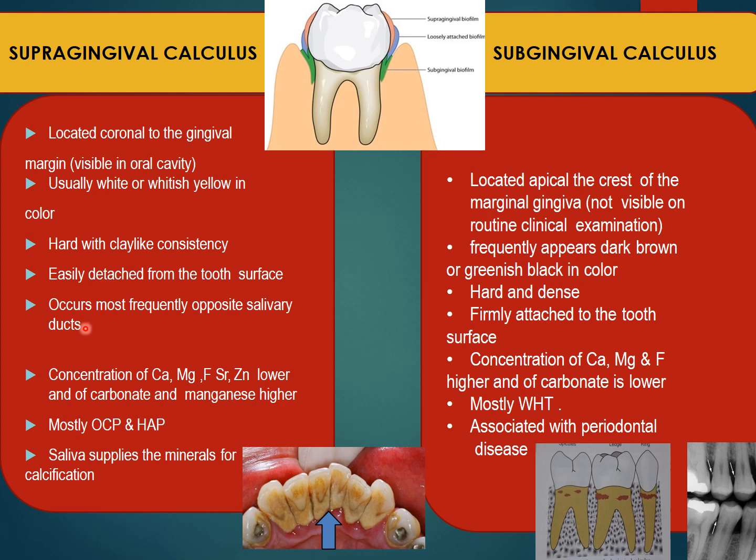Saliva from the parotid duct is the main source for the buccal aspect of maxillary molars, whereas for the lower lingual side, the main source is the sublingual duct and the submandibular duct.